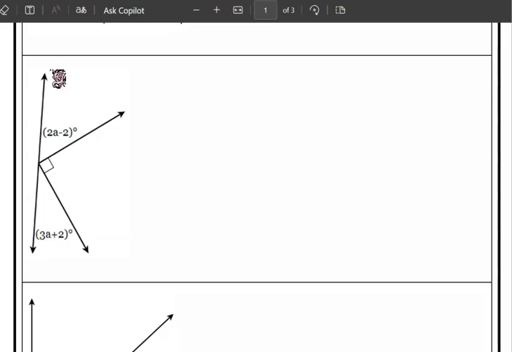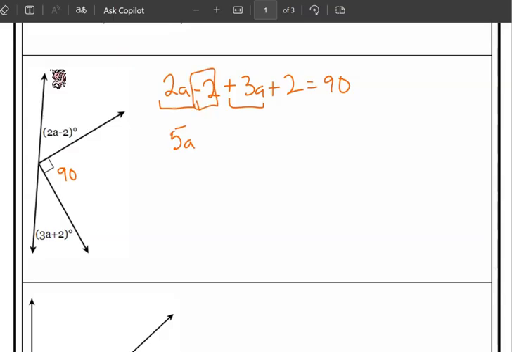We have a straight line that measures to 180 degrees, and we have 90 right here. So that means that these two angles also need to add up to 90 degrees. Let's set these equal to 90. Combine like terms. 2A plus 3A is 5A, and negative 2 plus positive 2 is 0, so they cancel. Divide each side by 5. A equals 18.